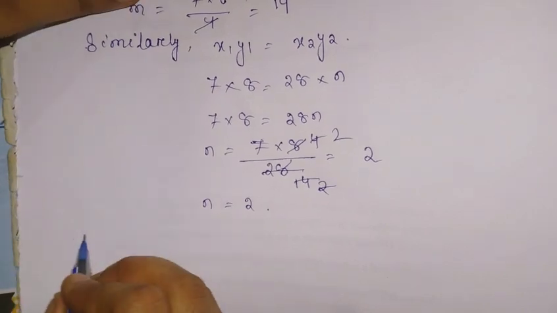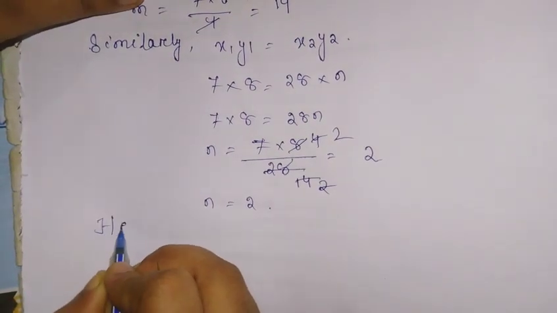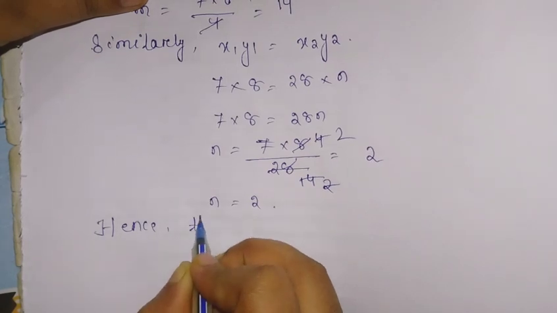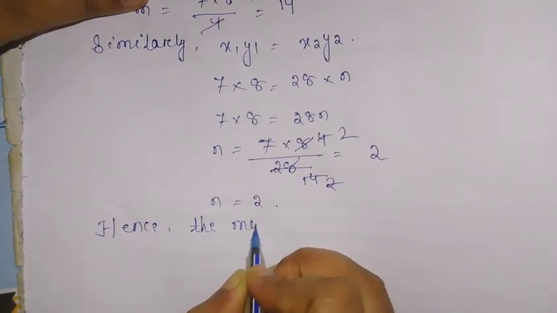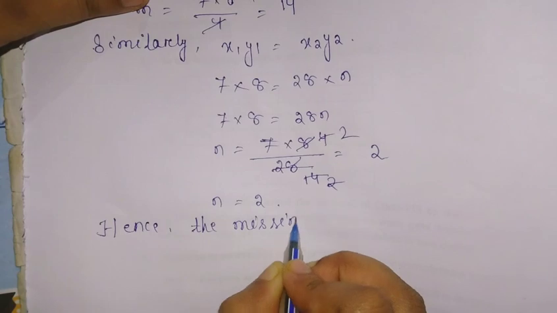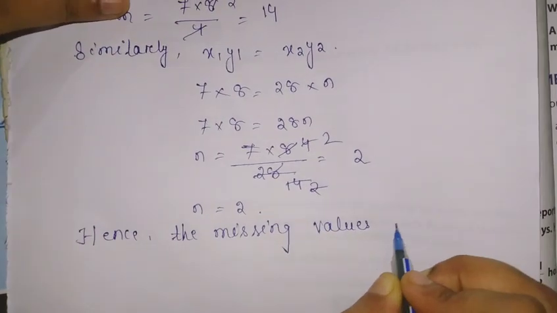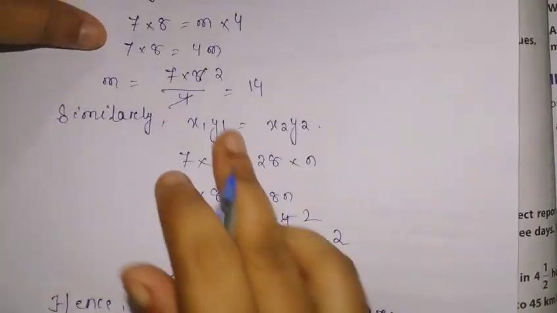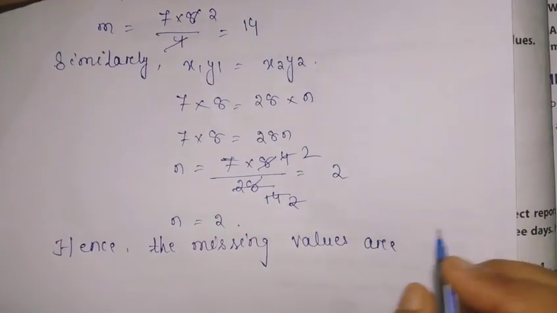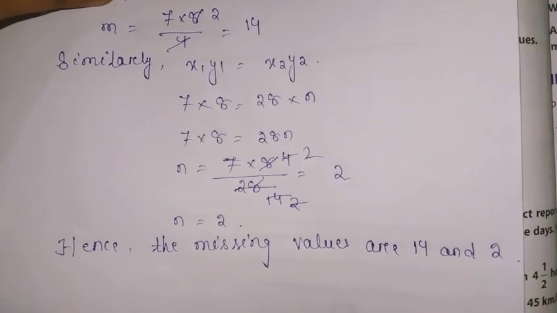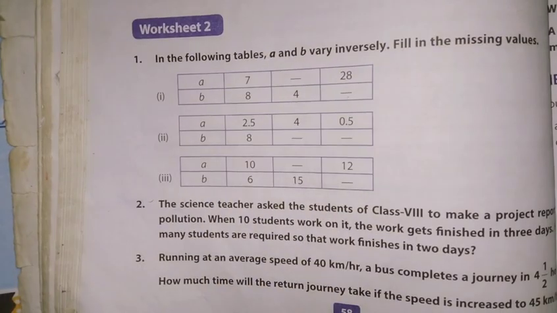Hence the missing values are 14 and 2. Now we solve point 2.